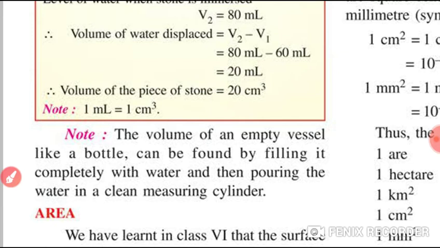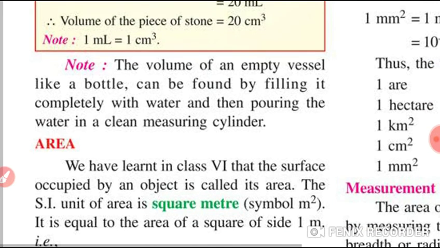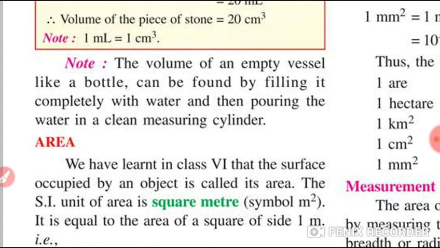So, what is the volume of the piece of stone? 20 centimeter cube. Okay. Now, you have to note one more thing, that the volume of an empty vessel like a bottle can be found by filling it completely with water, then pouring the water into a clean measuring cylinder.